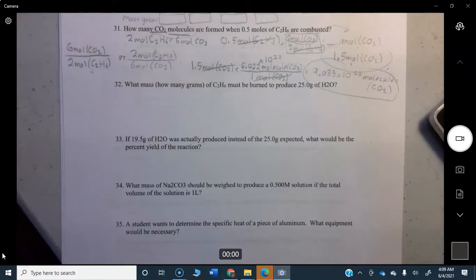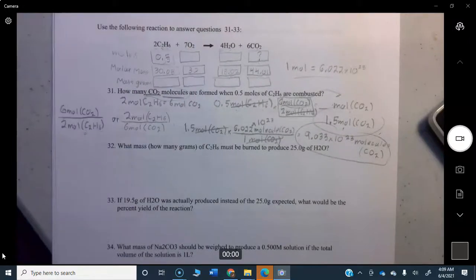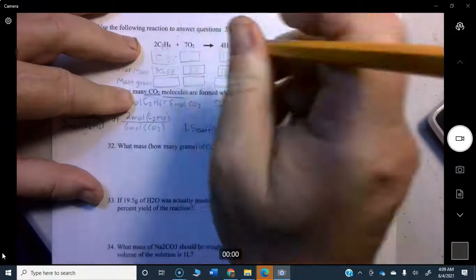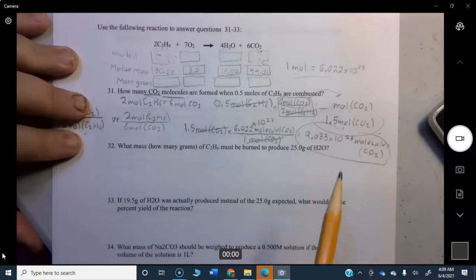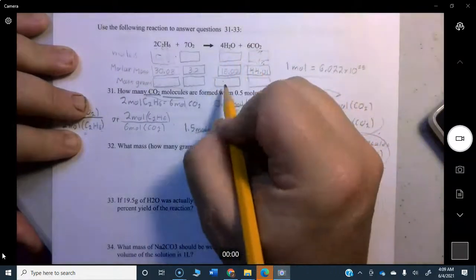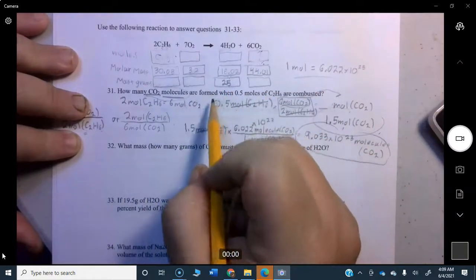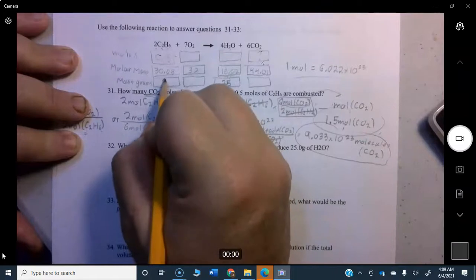What mass, meaning how many grams of C2H6 must be burned to produce 25 grams of H2O? Okay, let's go back up here. Let's clean up our graphic organizer. Okay, and they want to know to produce 25 grams of H2O. So here's H2O, so here's the grams row down here. And they want to know how many grams of C2H6, so that's question mark here.